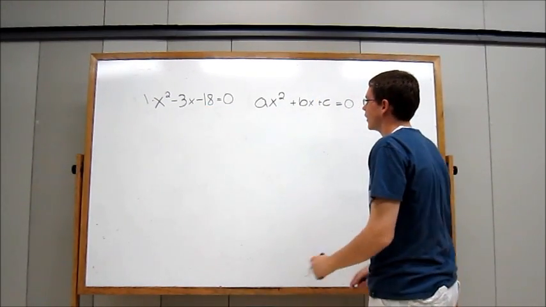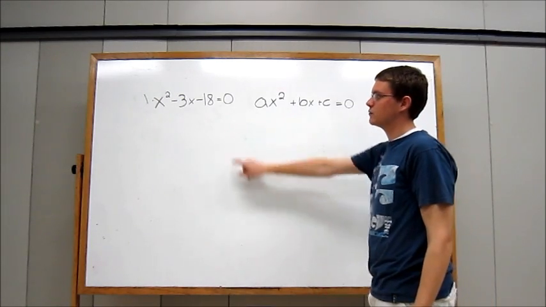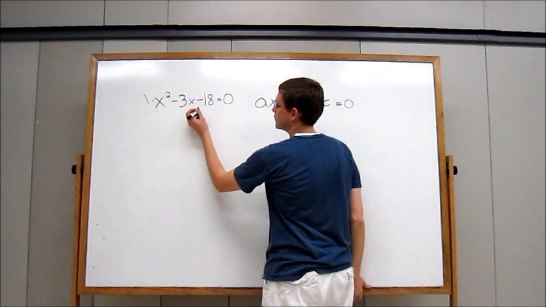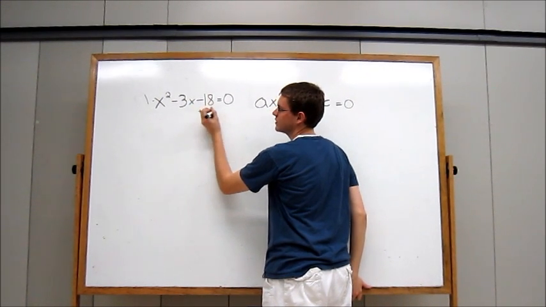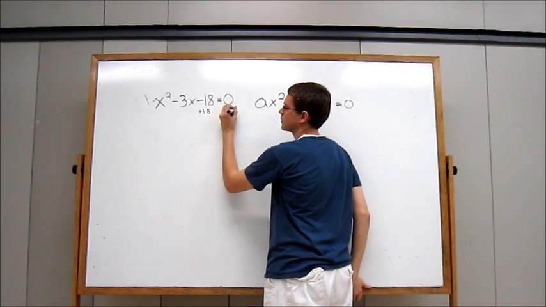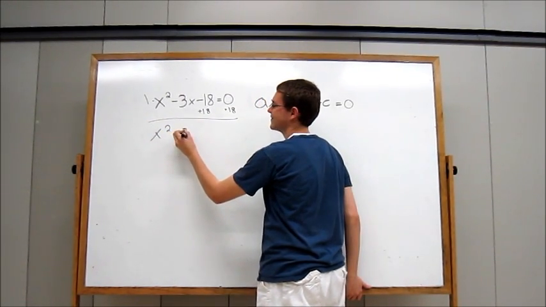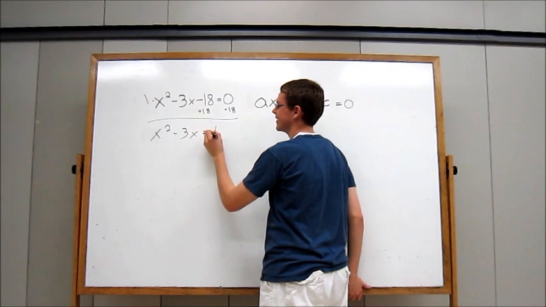Okay, that makes sense. Alright, so in the first step, you have to isolate c, which is the constant. So that means get it to the other side of the equation. So the first step, add 18 to both sides. And what you get is x squared minus 3x equals 18.